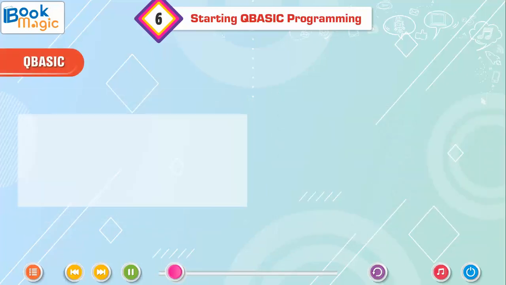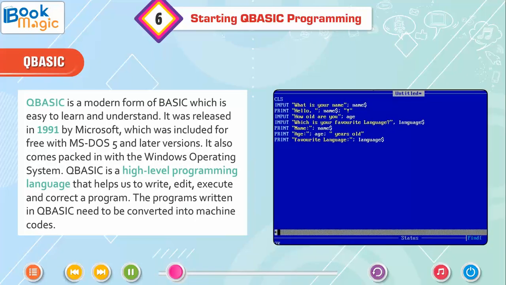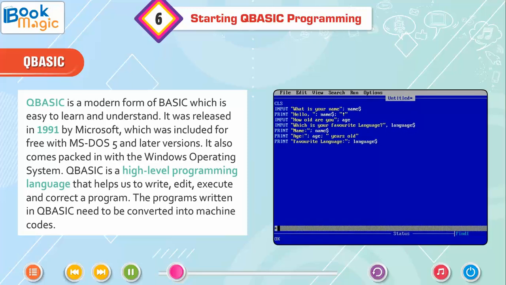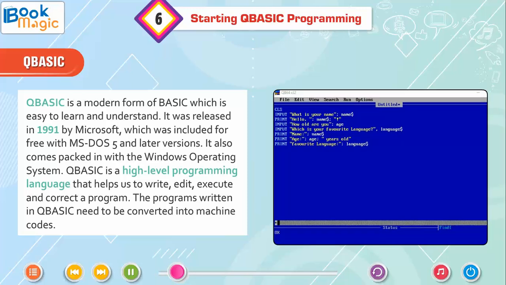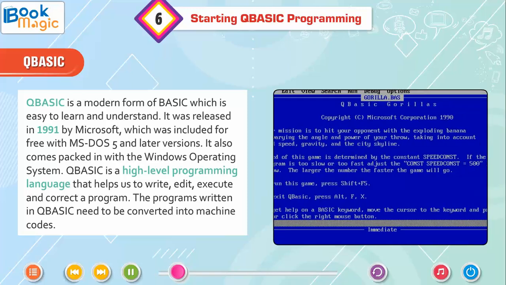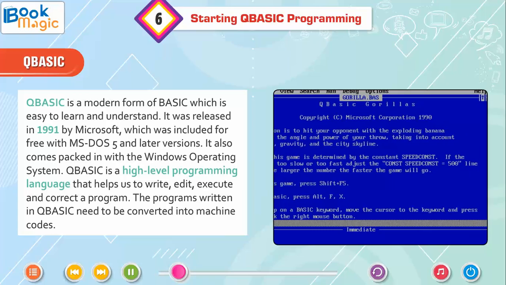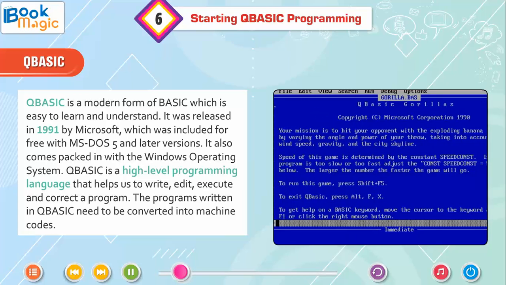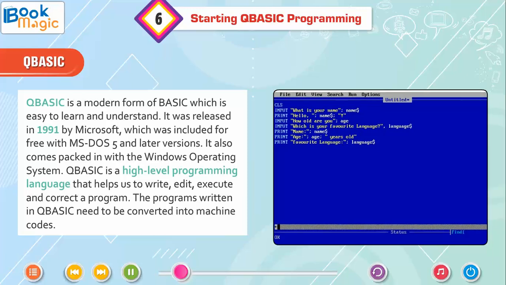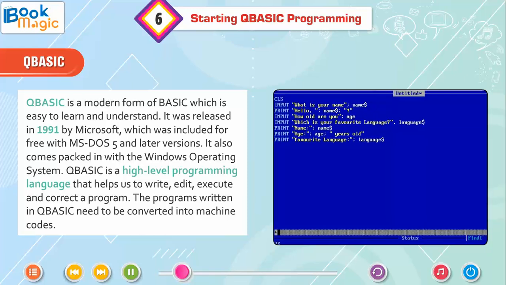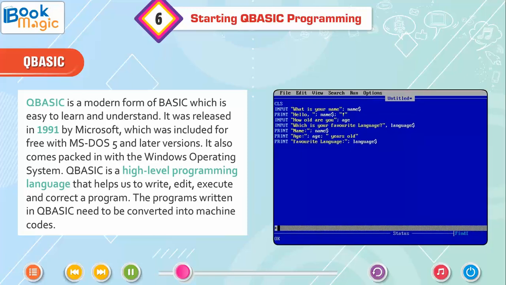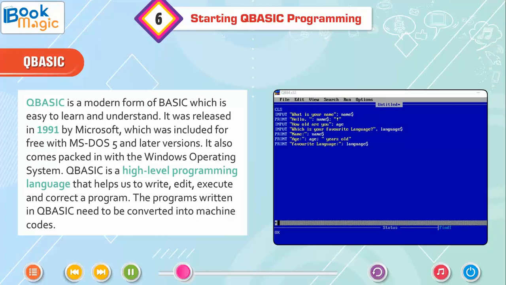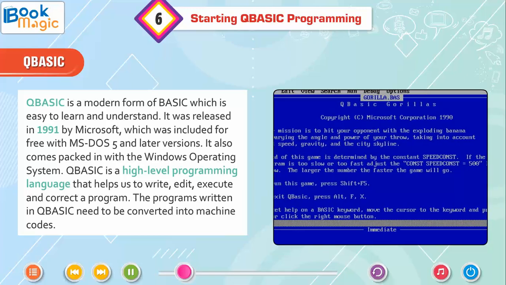QBasic. QBasic is a modern form of BASIC which is easy to learn and understand. It was released in 1991 by Microsoft, which was included for free with MS-DOS 5 and later versions. It also comes packed in with the Windows operating system. QBasic is a high-level programming language that helps us to write, edit, execute, and correct a program.